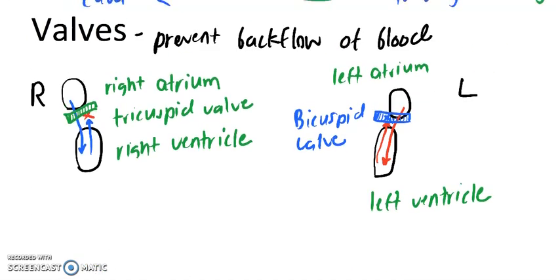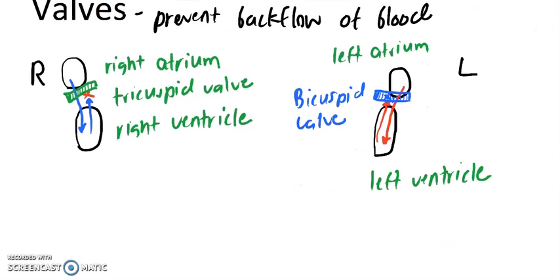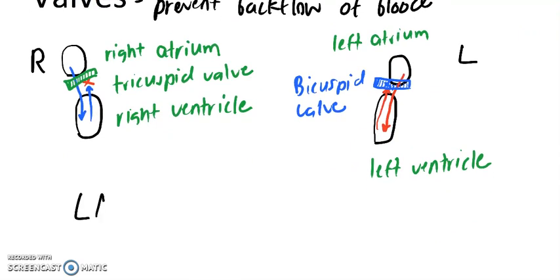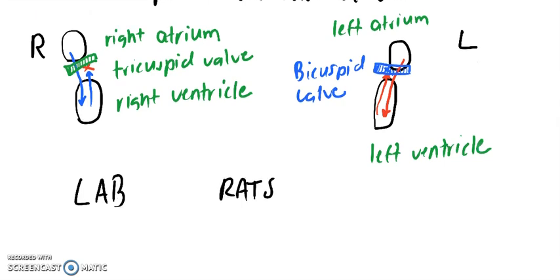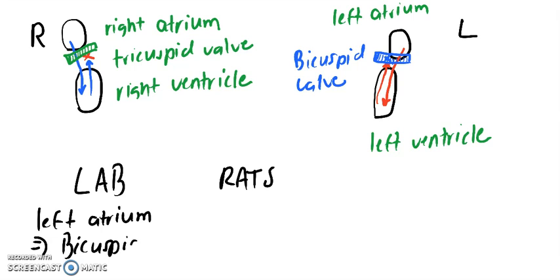One acronym I use, if you forget what naming is for which side of the heart, is this one right here: LabRats. The LAB part stands for left atrium, so we're on the left side of circulation, and B is for bicuspid valve. And the RATS part stands for right atrium, the RA.